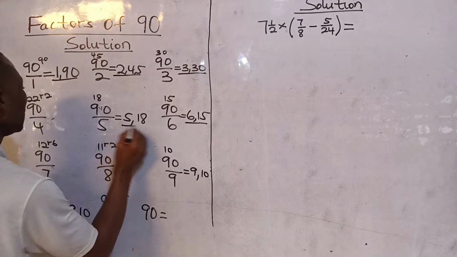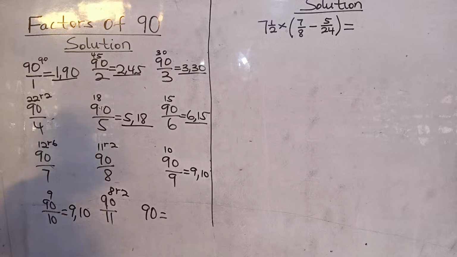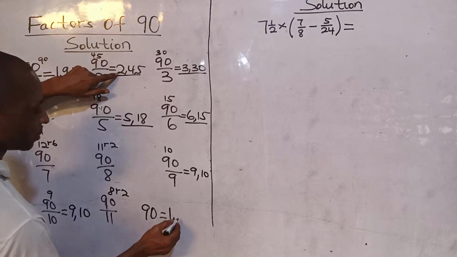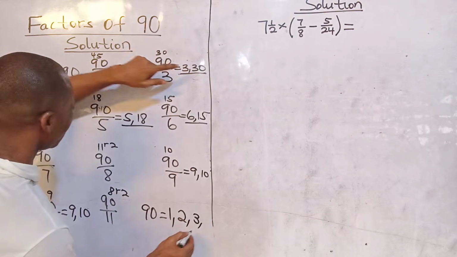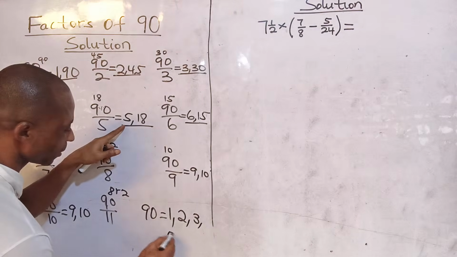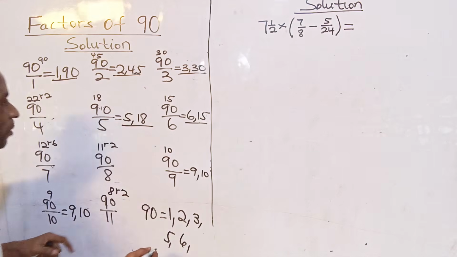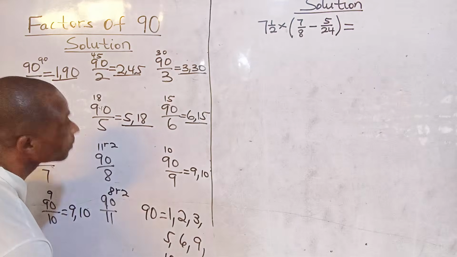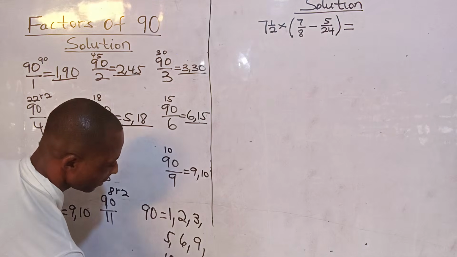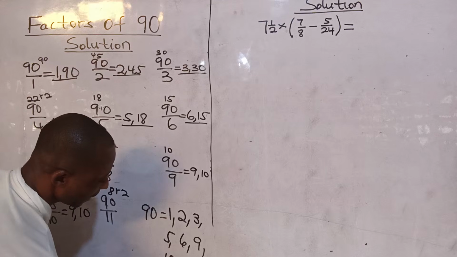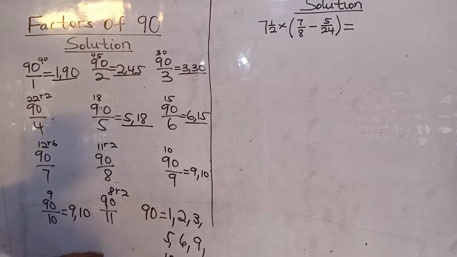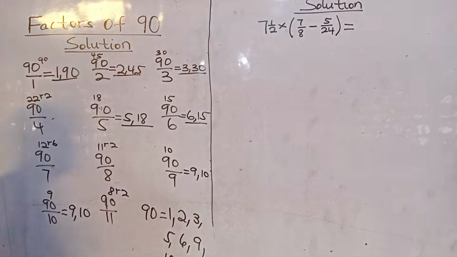Then we list them in ascending order. So 1 is a factor of 90, 2, 3, no 4, 5, 6, no 7, no 8, 9, 10, 15, 30, 45, and then 90 itself. These are the factors of 90. If you have to find the factors of 90, these are the factors you can get coming from here.